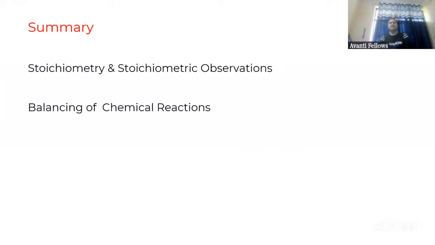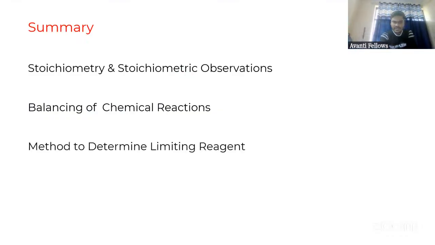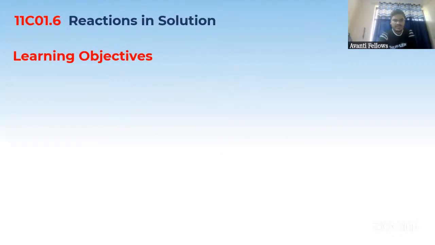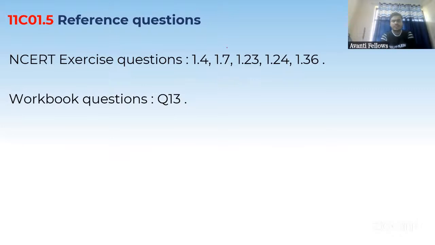Now let's see the summary. In limiting reagent problems, first of all, we need to balance the chemical equation and find out the limiting reagent. This we have already done. You can also try questions 1.4, 1.7, 23, 24, 36 from the NCERT exercise. ठीक है?